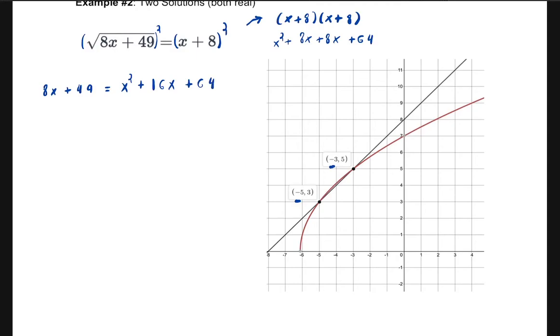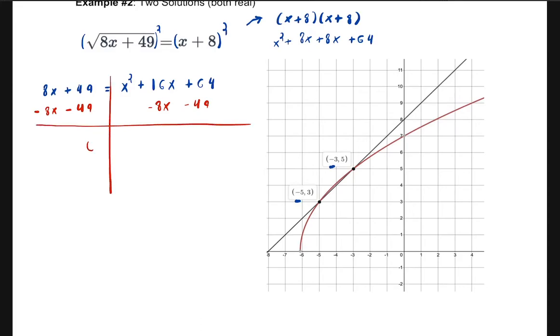remember, this is an algebra 2 style equation solve. We can never combine all of the x's and x squareds. So I'm going to move everything over to the right so that I can set this equal to 0 and use the zero product property. So I take 8x away from both sides and I take 49 away from both sides.